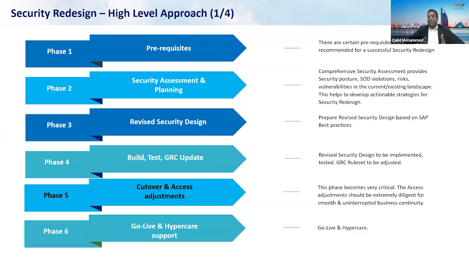The first 3 parts: one is prerequisites. We will look into them, some technical, some non-technical, very core prerequisites. We have a slide and we'll talk more on it. Then we have security assessment and planning. This is a must, and we'll try to understand why it is a must for the security engagement. Then we have revised security design. How should we do it? And the rest, phase 4, build, test, GRC update, are the regular phases that we see in any other engagement.